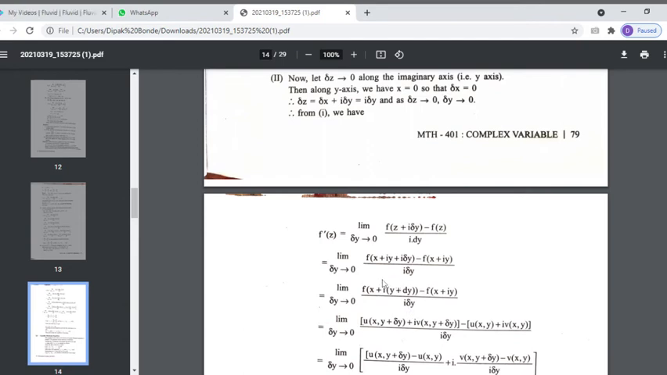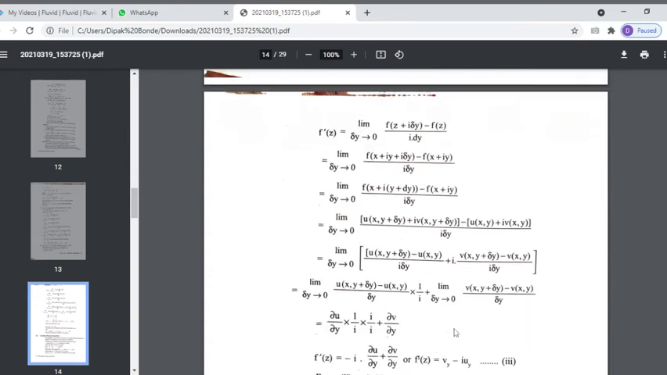So putting the value of f(x, y) in terms of u plus iv, we get u(x, y + delta y) plus i into v(x, y + delta y) minus u(x, y) plus i v(x, y), upon i delta y. So 1 upon i is nothing but minus of i. So putting these values of minus i here, we get u(x, y + delta y) minus u(x, y) upon i delta y plus i into v(x, y + delta y) minus v(x, y) upon i delta y.